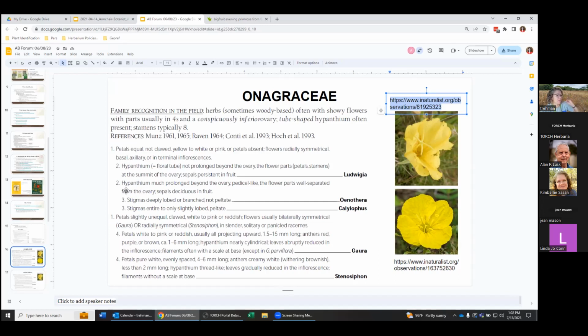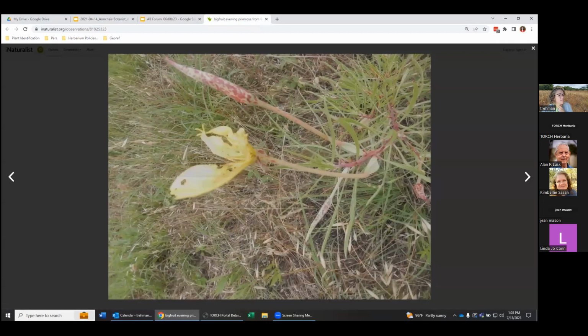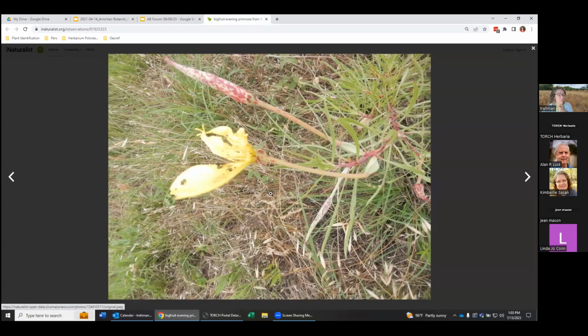The other one is that the hypanthium is much prolonged beyond the ovary. It's pedicel-like, so it's stalk-like. The flower parts are well separated from the ovary, and the sepals are deciduous in fruit, so they may fall off. So let's go look at our plant. And this is going to be the best image to look at. So this is another reason that having great pictures in iNat, especially on the underside of your flower and how it connects to the stem, are so important.